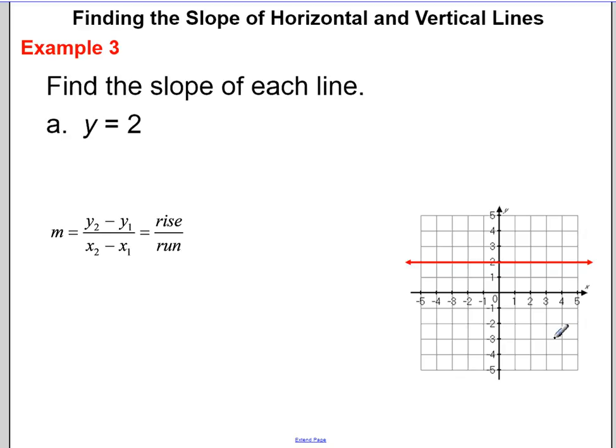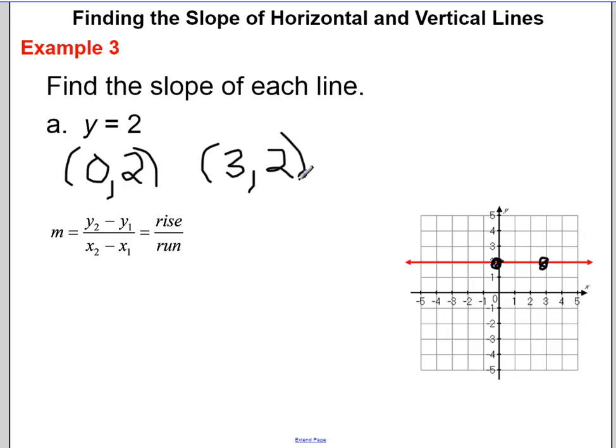Now you can use the slope formula to find the slope, and in order to do that, you would find 2 points that are on the line. Well, one of those points is the y-intercept. The y-intercept is at (0, 2). And then you can pick any other point. Let's pick this point right here, which is (3, 2).